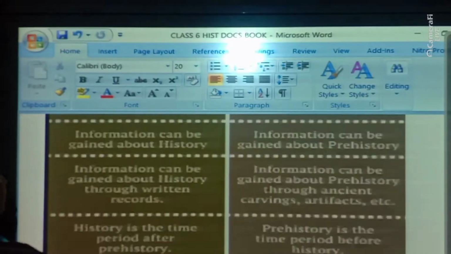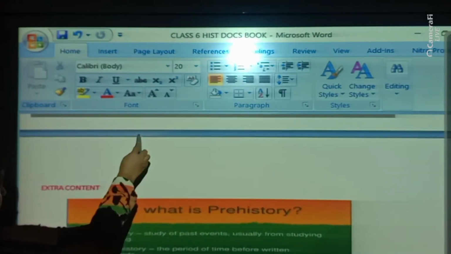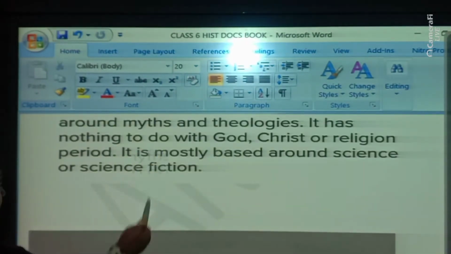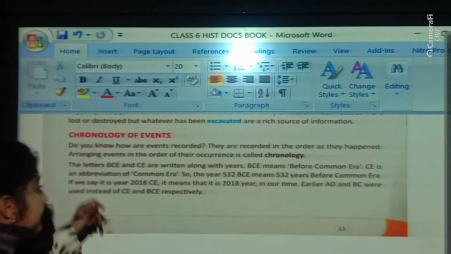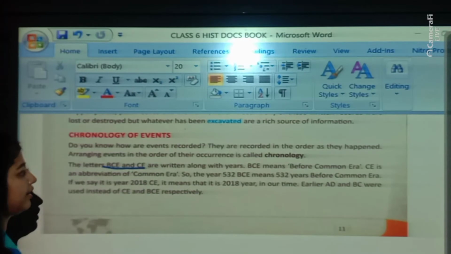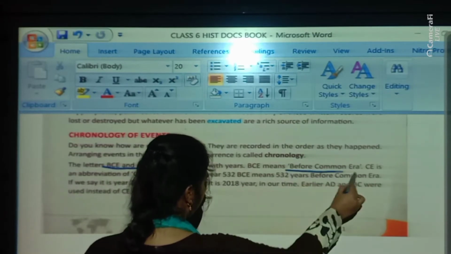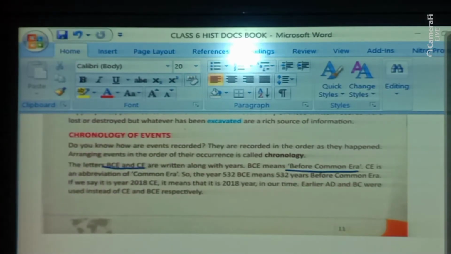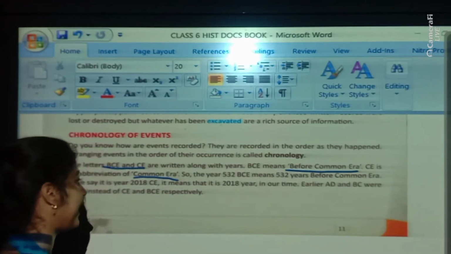Now, if we talk about how they calculated the year or month in that era, the letters BCE and CE are written along with years. BCE means before common era and CE is an abbreviation of common era. So the year 532 BCE means 532 years before the common era begins.